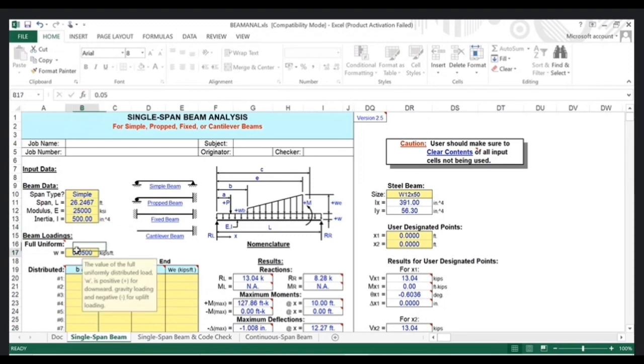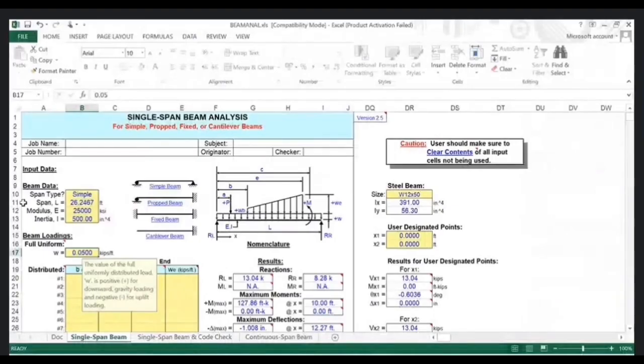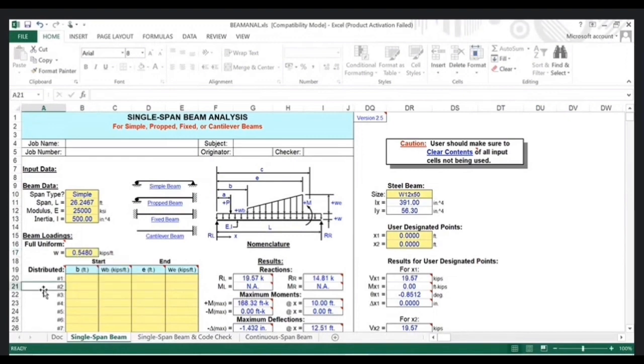The second load is our UDL, that is 8 kilonewton per meter. If we convert this load into kilopound per feet, then it will be 0.548. This UDL load is all over the span. It's 0.548. Okay. So this is the UDL.